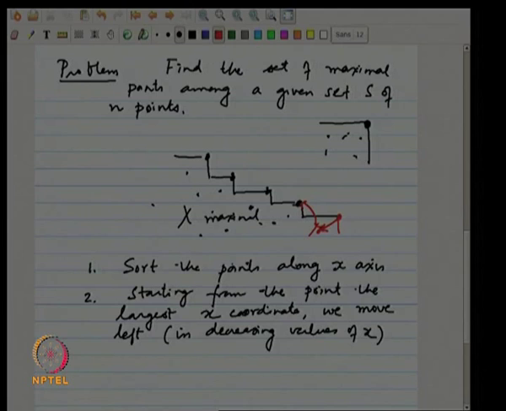So, this has a smaller x coordinate than 1. Let us say this is 2, this is 3. But 3 has a larger y coordinate, so 3 survives, and 3 will always survive because all other points have smaller x coordinates, so no other point can dominate 3.